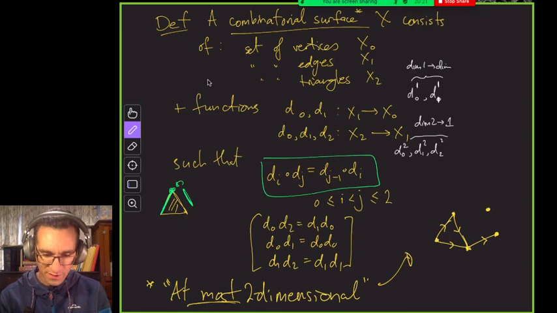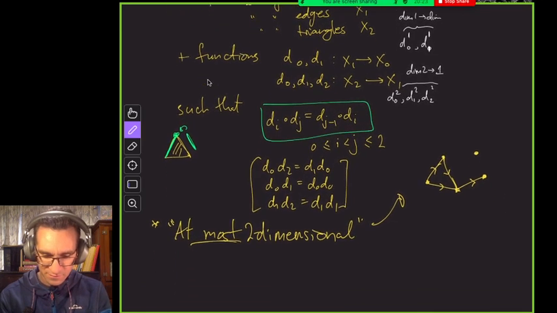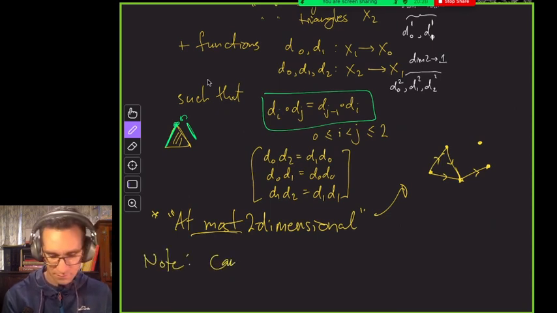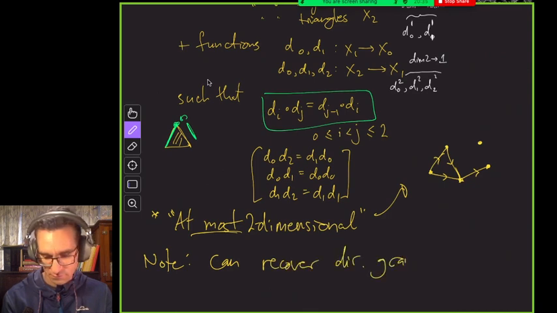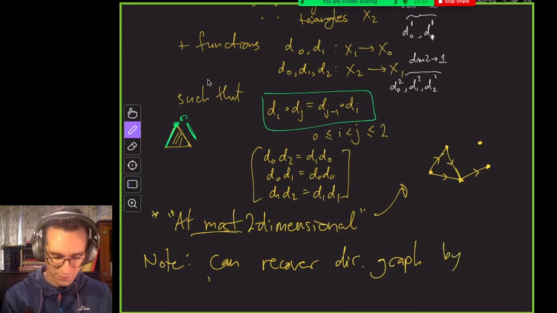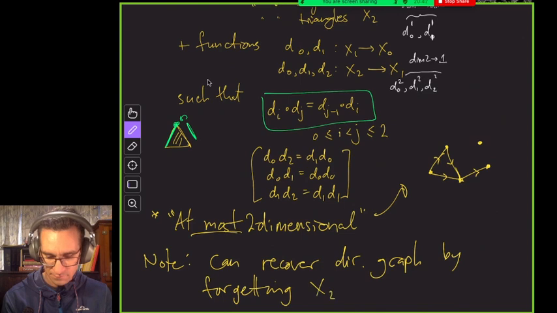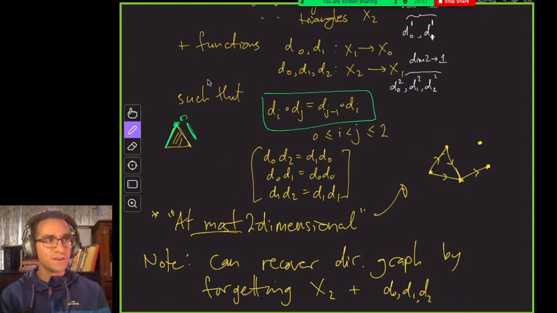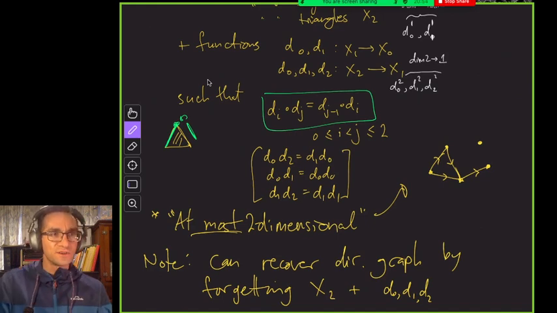All right, so we can get a directed graph out of a surface by forgetting the two-dimensional information. And then we get what's called the one skeleton. So it's not connected.